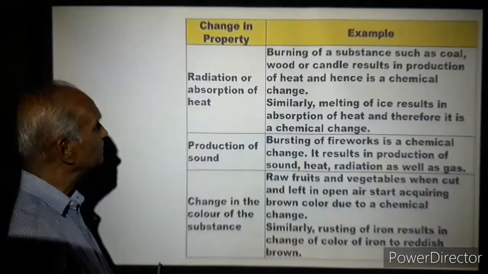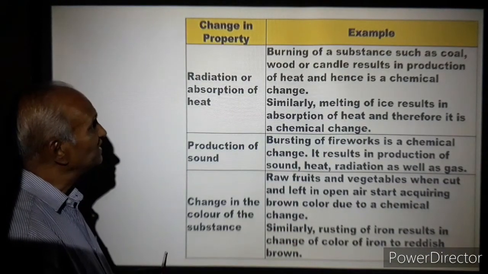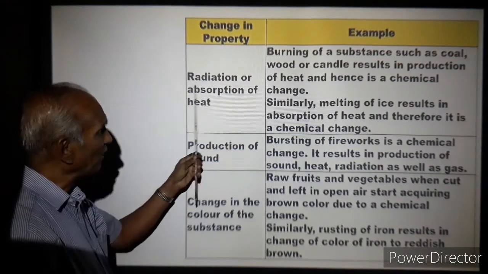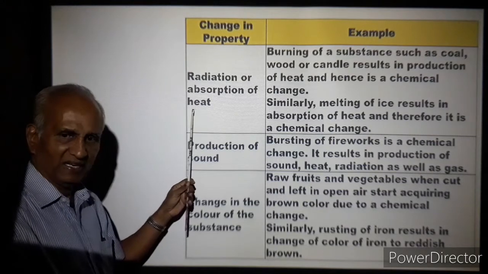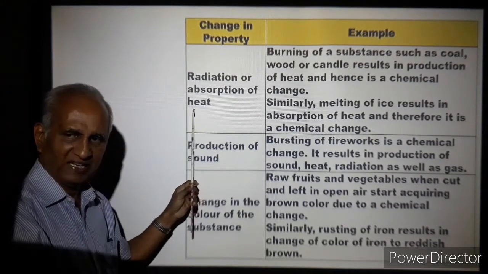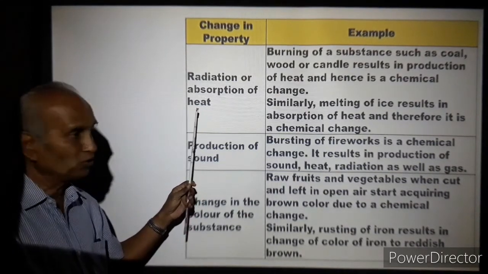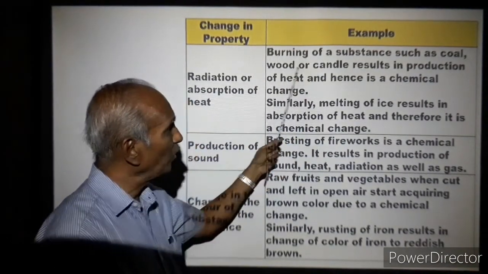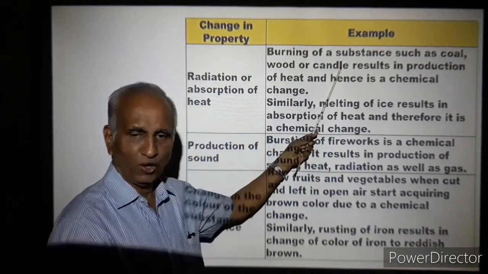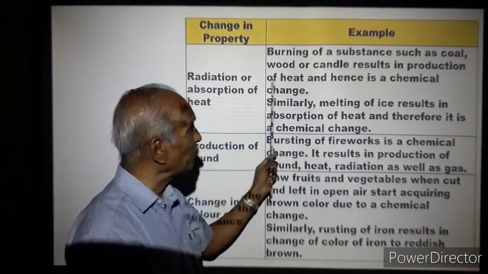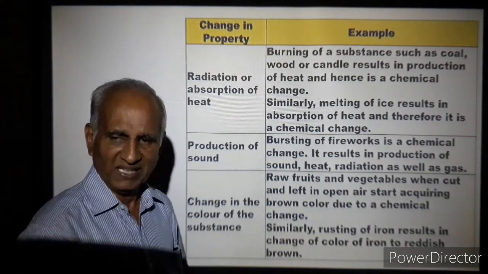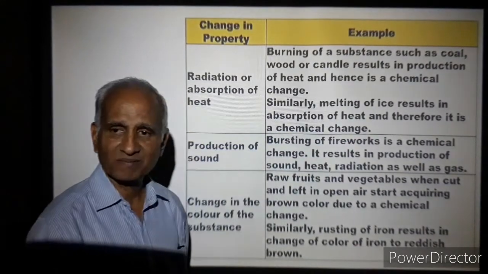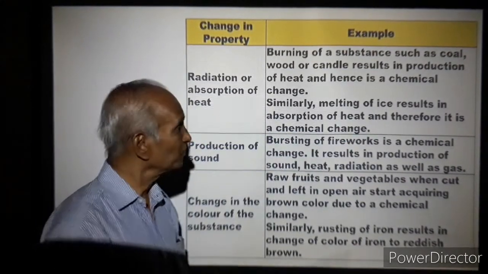Okay, next. Now here you have change in property, let us see. Radiation or absorption of heat. I told you either heat is given out or heat is taken in, consumed. Burning of a substance such as coal, wood or candle. In all these cases, it results in the production of heat. Heat is produced and hence it is a chemical change.